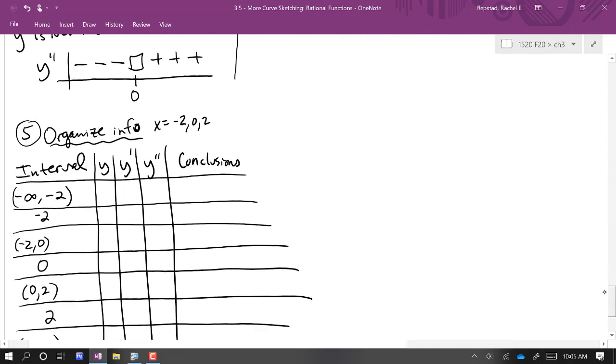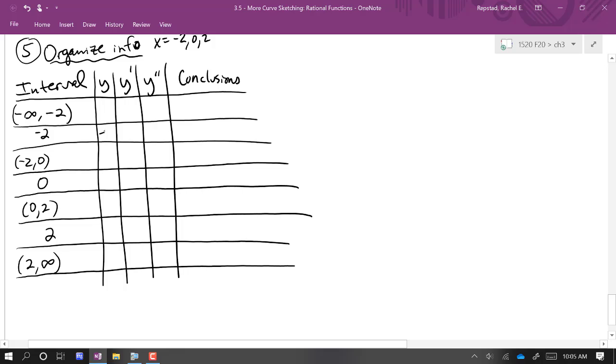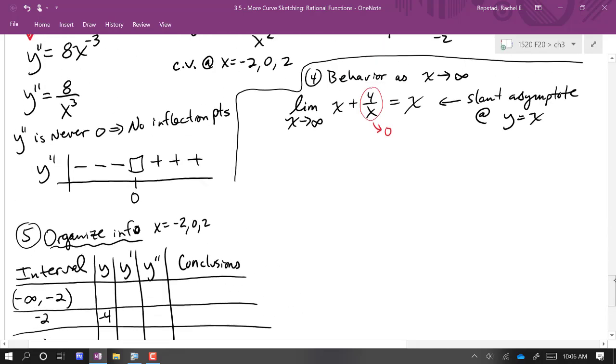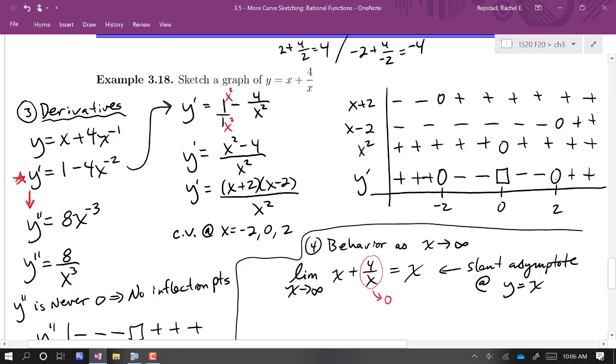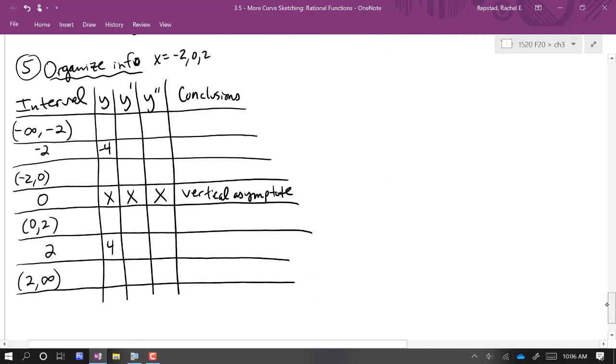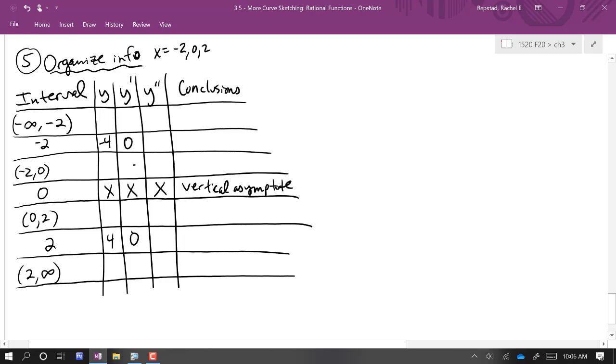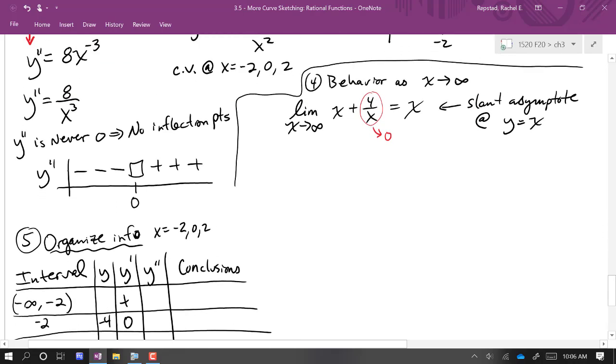So at negative 2, the y-coordinate is negative 4. At 2, it's 4. And at 0, the whole thing is undefined. We have a vertical asymptote. Now I'm just going to take the information from the sign charts we made and throw them in the y prime and y double prime columns. So for y prime, it's 0 at negative 2 and 2, and it's negative in between, and then positive on the other sides. For y double prime, it starts out negative and it is undefined at 0 and then becomes positive.